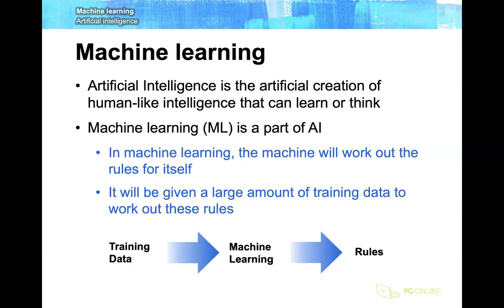Machine learning is a part of AI, as I said before. In machine learning, the machine will work out the rules for itself. So you give it labeled data, and then it will just find out rules. In fact, it can be better than humans at finding out these rules because it can process information so much faster. So it will be given a large amount of training data to work out these rules.